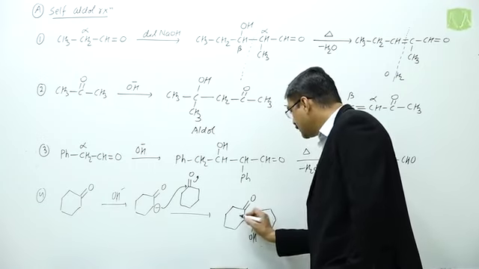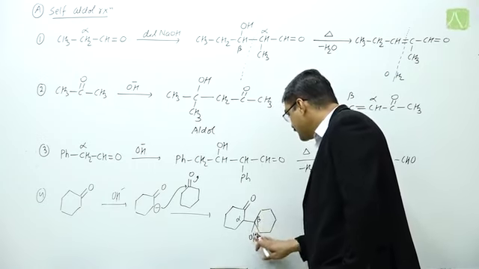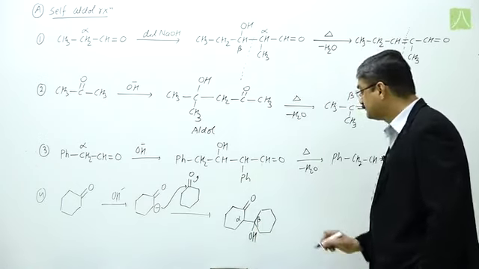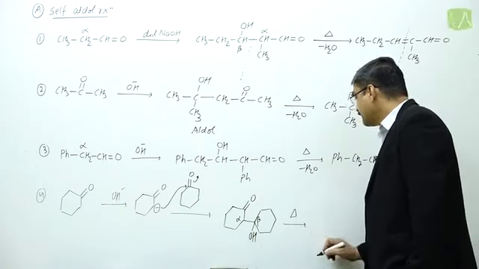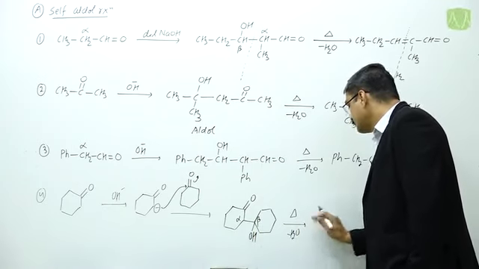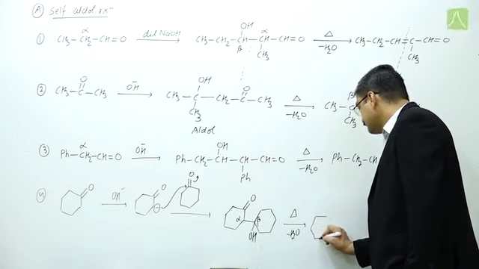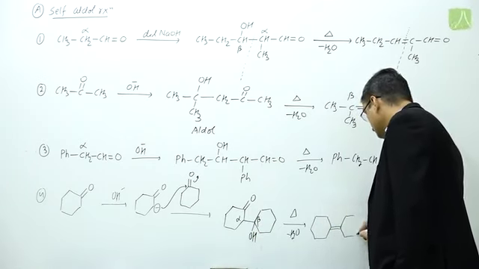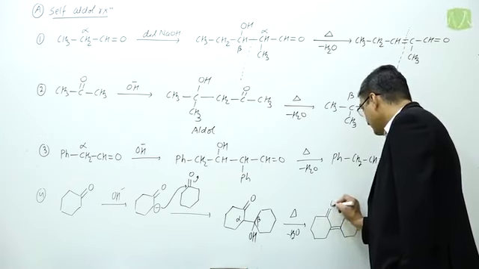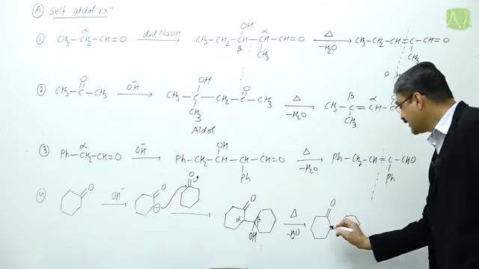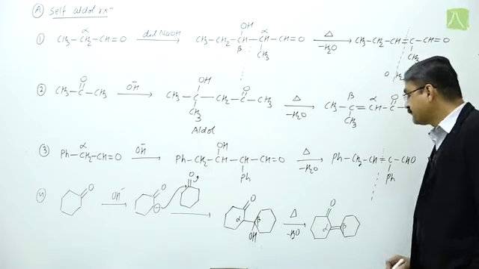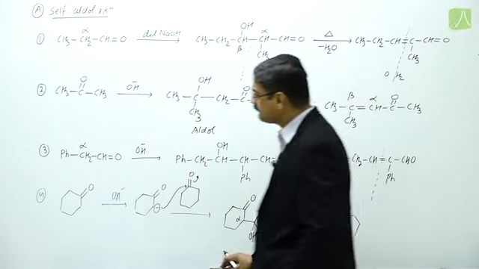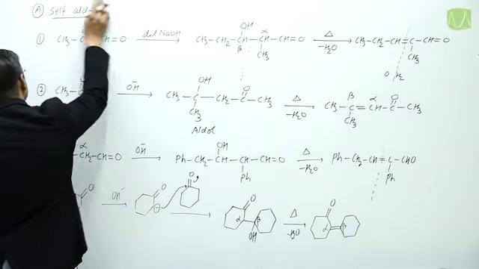This product is the aldol product, alpha beta. This is a beta hydroxy carbonyl compound. On heating by E1cB mechanism, alpha beta unsaturated, that is alpha and beta unsaturated, or it is a conjugated system. This is the final product. So these are the examples of self-aldol reaction.